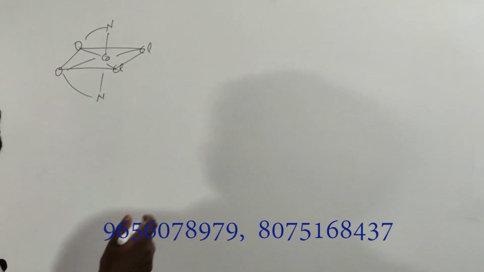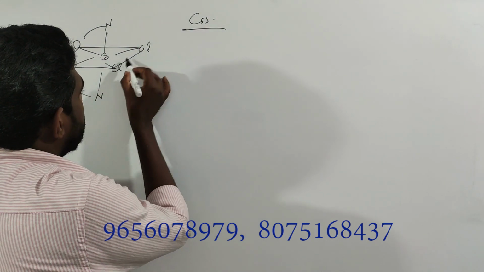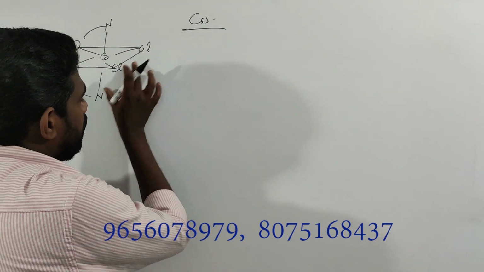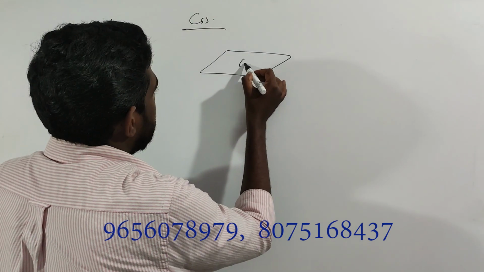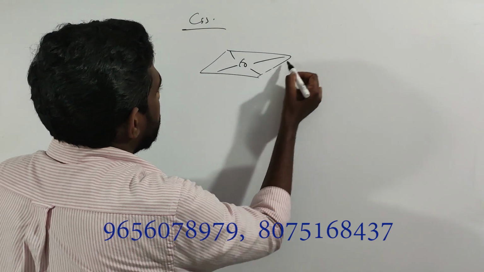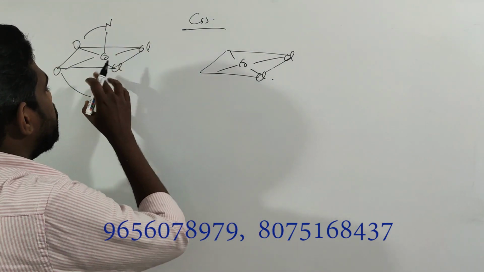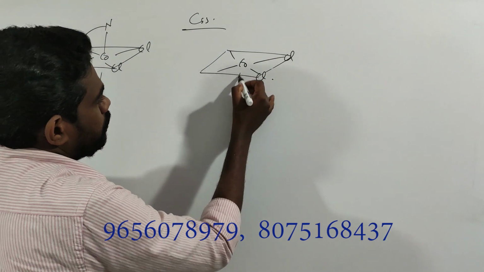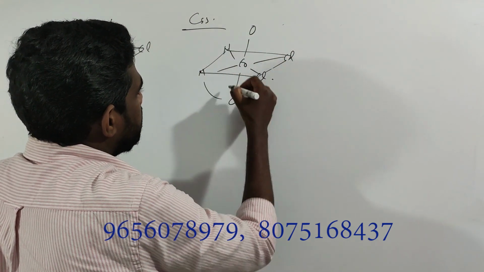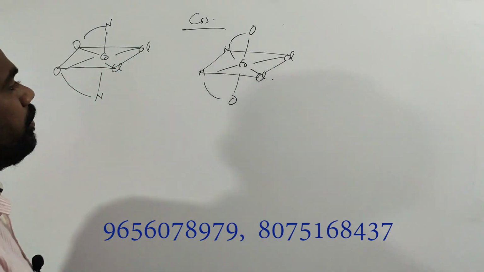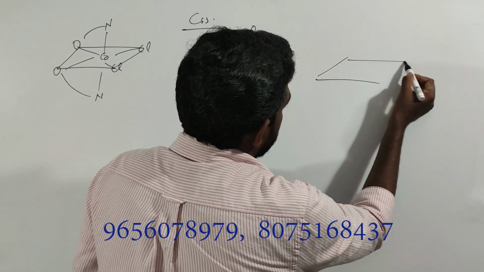So this is one isomer. We are talking about the cis possibilities, so cis based on chlorine. Another isomer possible is this one, Cl, Cl cis to each other. Here you can see these two nitrogens are trans to each other. So another possibility is oxygen trans to each other. This is another possibility. Okay, this is another isomer.